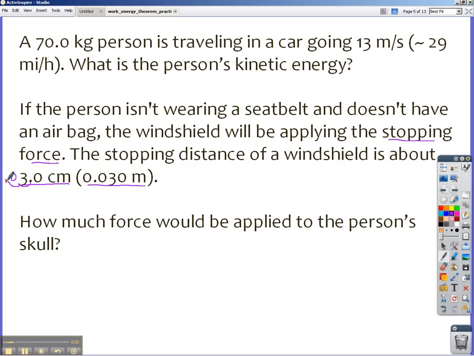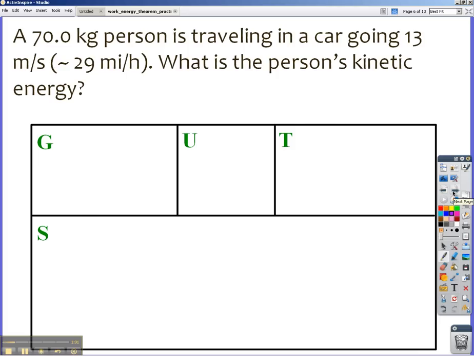It's a two-part problem, so we're going to go through 3 screens. The first part of the problem is we've got to figure out what the person's kinetic energy is. Until we know that, we really can't go much further. So I've broken this down into that part only. A 70 kilogram person is traveling in a car going 13 meters per second, approximately 29 miles per hour. What is the person's kinetic energy?